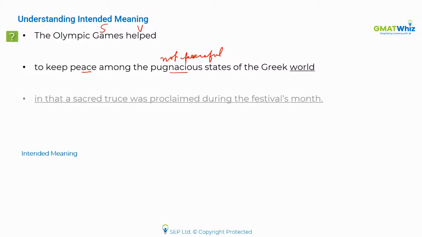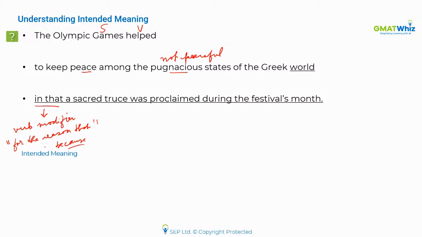So let's get started. Now the usage of "in that", let's quickly resolve this. This is a verb modifier. It gives us the reason behind a verb. Literally translated, "in that" means "for the reason that", or in short, it means "because".